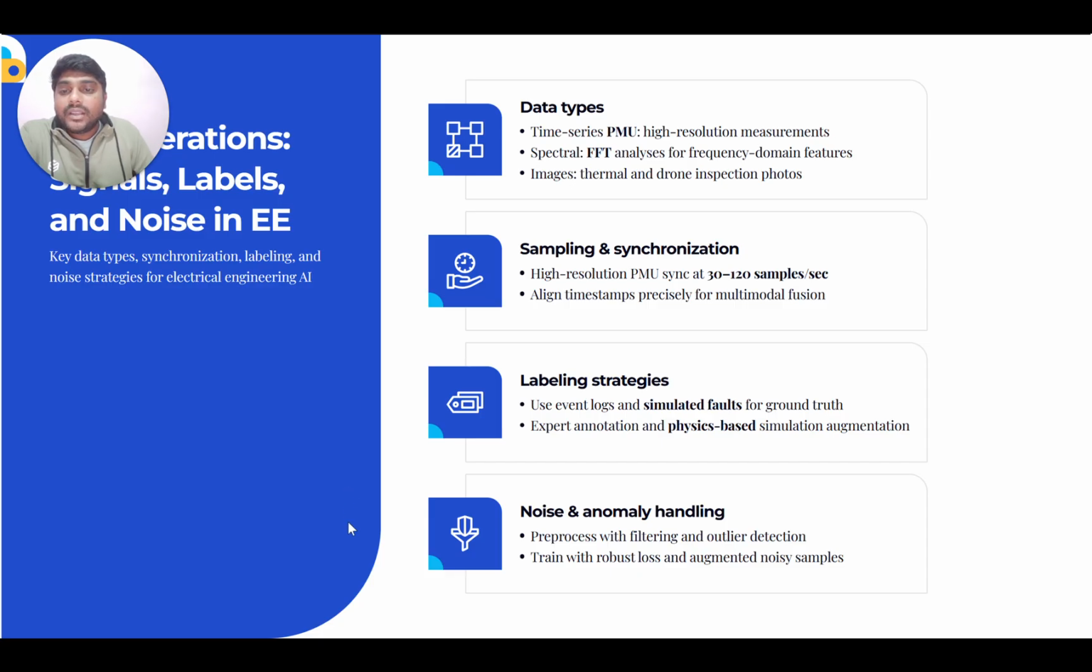Fourth one, noise and anomaly handling. Electrical systems are noisy. We must pre-process with filtering and outlier detection, and then train models to be robust, often using a robust loss function and augmenting our data with synthetic noisy samples.